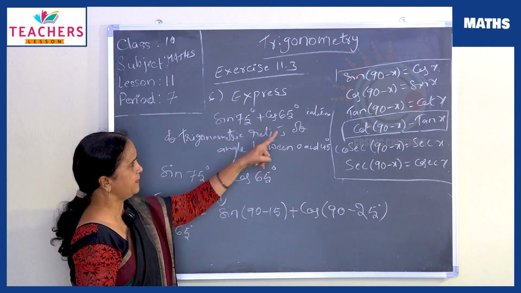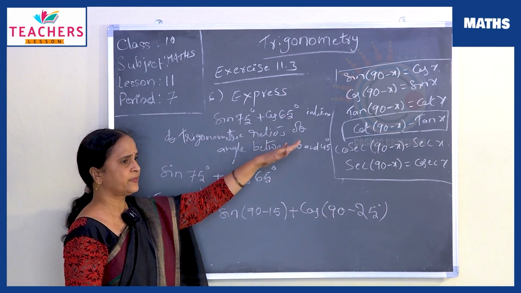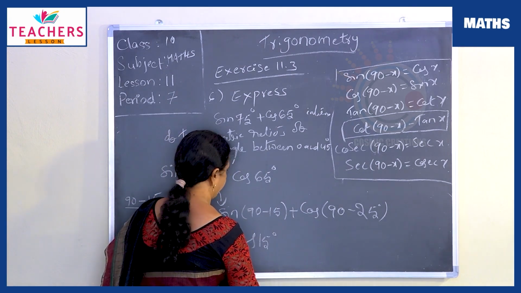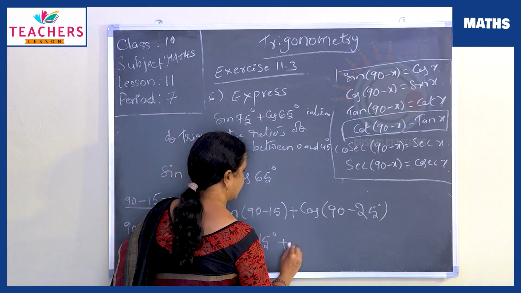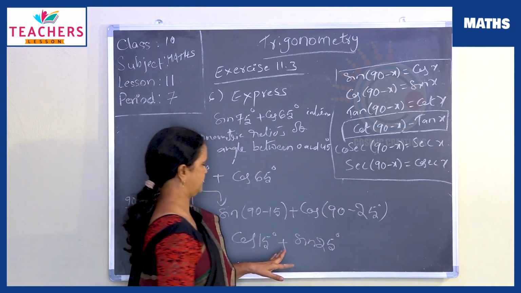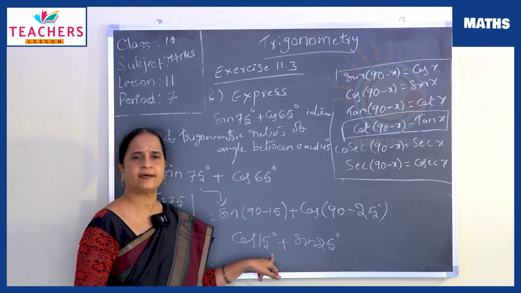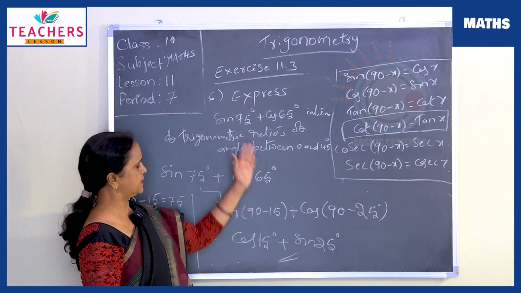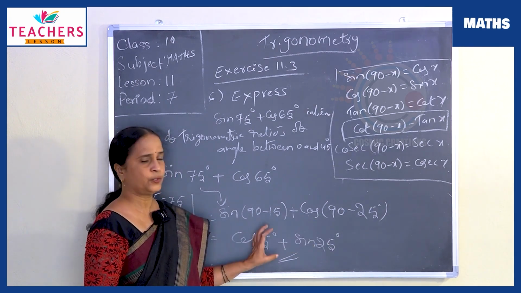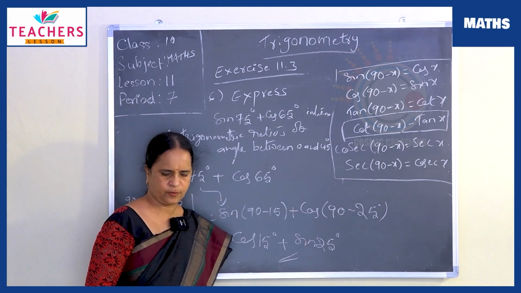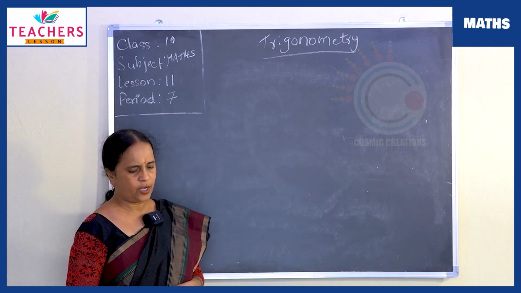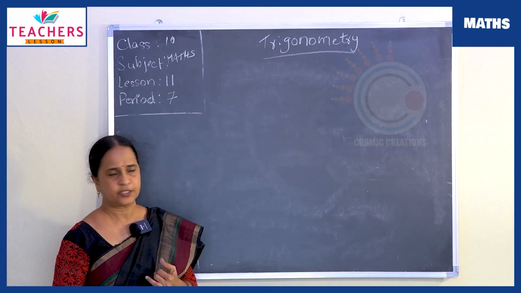But you know, sine of (90 minus x) is going to be cos x, and cos of (90 minus x) is going to be sin x. So cos 15 plus sin 25. Very good. Are these angles between 0 and 45 or not? Yes. We expressed this in terms of trigonometric ratios. Ratios can be changed, but angles should be between 0 and 45. Okay, so that is what we have learned, complementary angles of the trigonometric ratios.